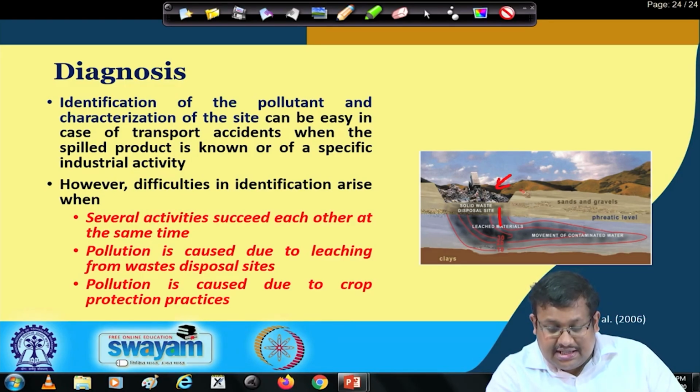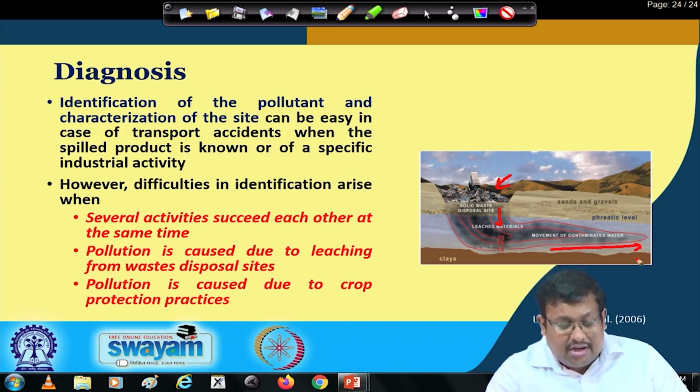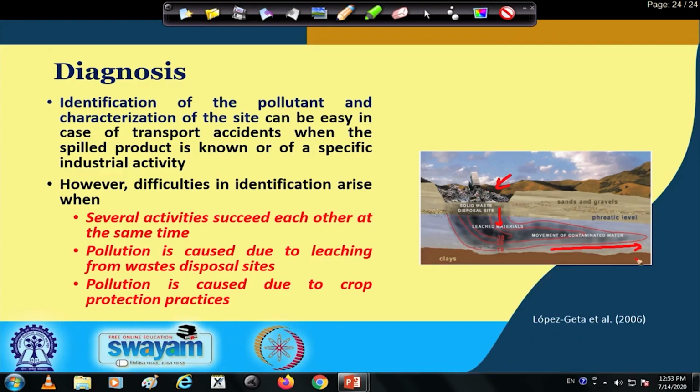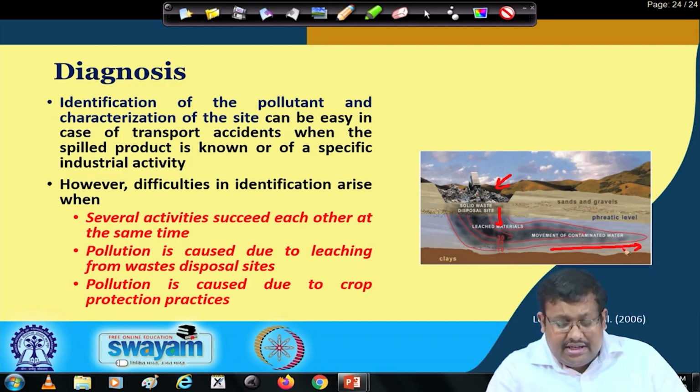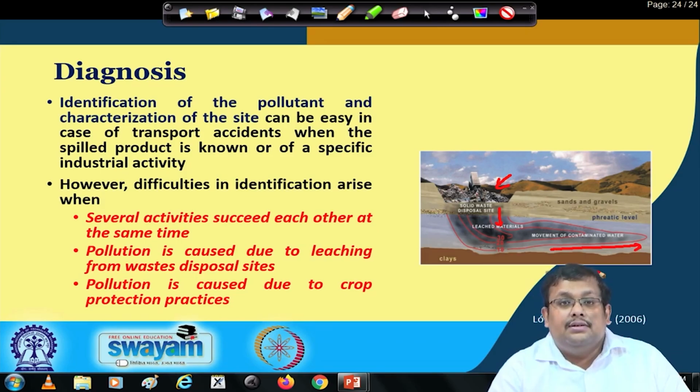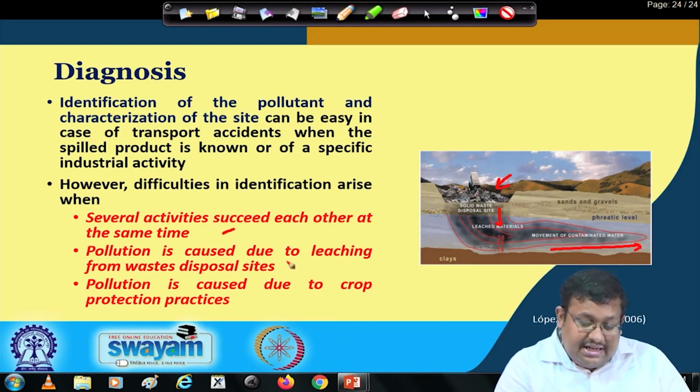So, this is a waste disposal site, and when there is rainfall, the pollutants and organic chemicals are leaching, and ultimately they go to different types of water bodies, sometimes to the groundwater. When pollution occurs due to leaching from the waste disposal site, it is very difficult to identify the localized pollution source. And third, pollution is caused due to crop protection practices. Identification of the pollutant and characterization of the site is very difficult when these conditions arise.